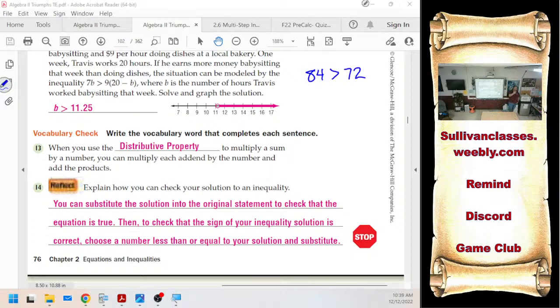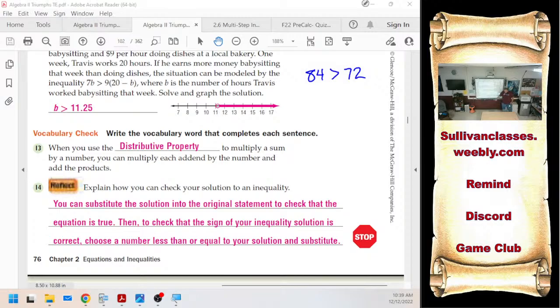Okay, if I plug a 12 in there, I get this. Is that true? Is 84 greater than 72? So I've shown that 12 is a solution. And I can go back all the way up to that 11.25. I can say 11.26. And the answer you get will be true.